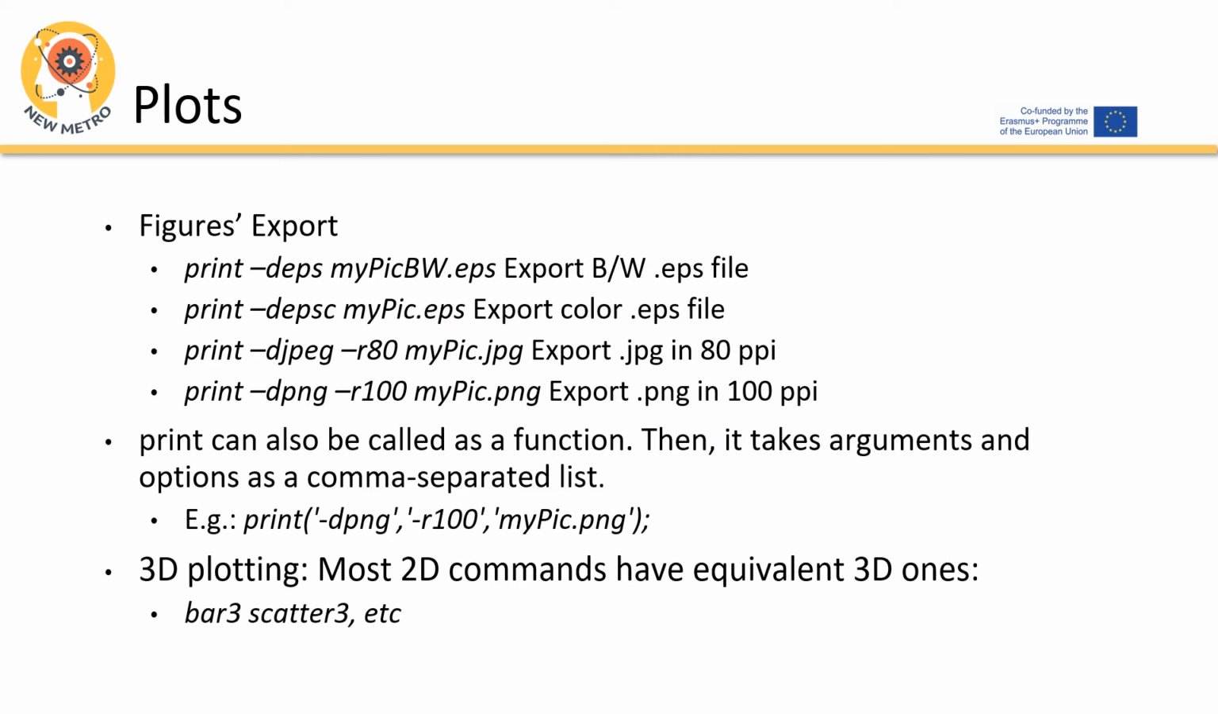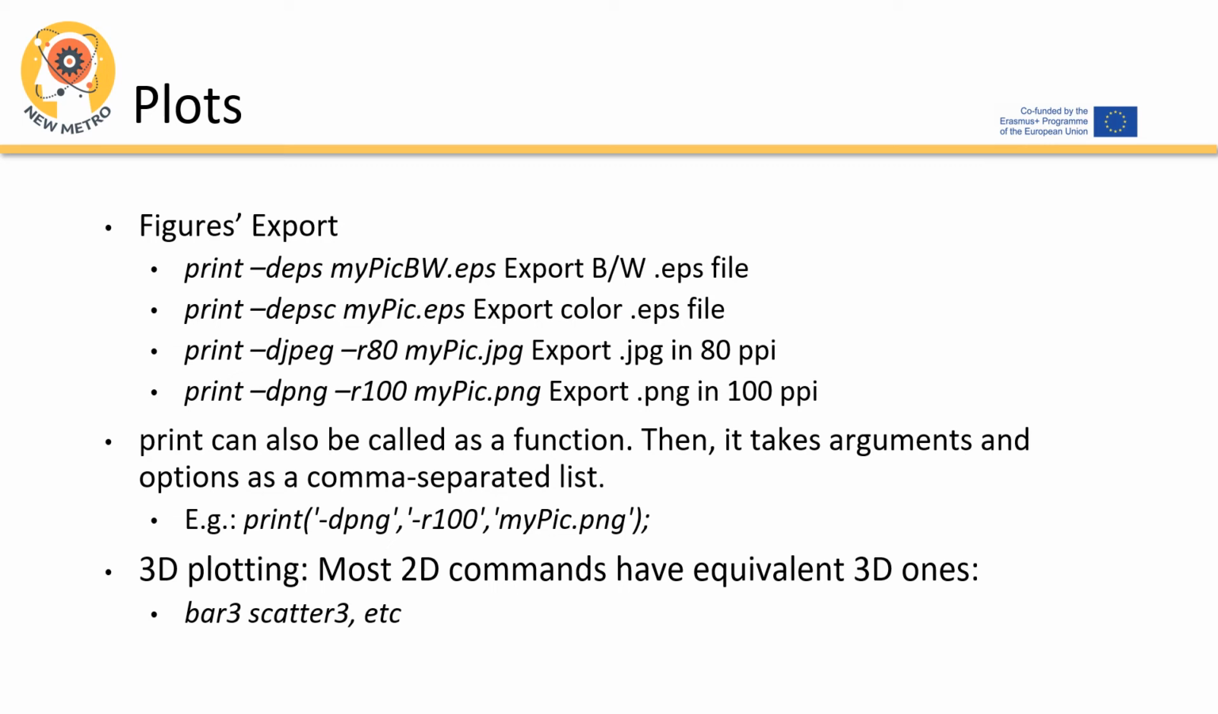We can also export some figures with print -deps mypic.eps, where we export the black and white eps file. We can do print -depsc mypic.eps, where we export color eps files. print -djpeg -r80 mypic.jpg exports jpg in 80 ppi, and print -dpng -r100 mypic.png exports png in 100 ppi. Print can also be called as a function, then it takes arguments and options as a comma separated list.